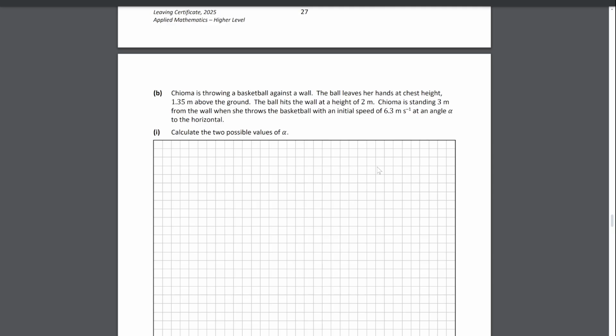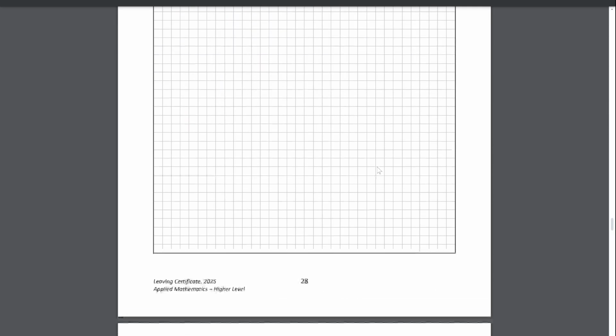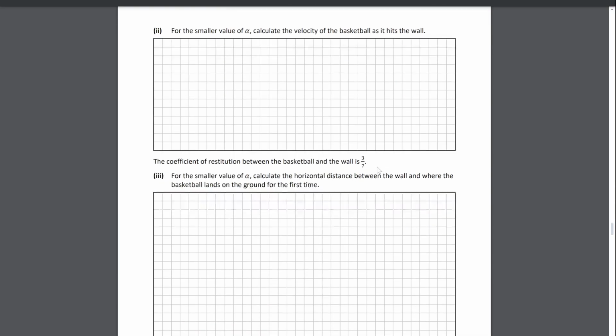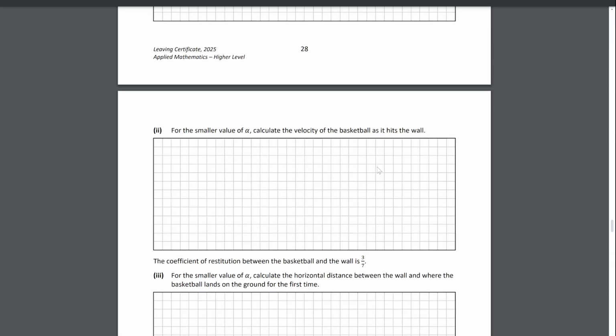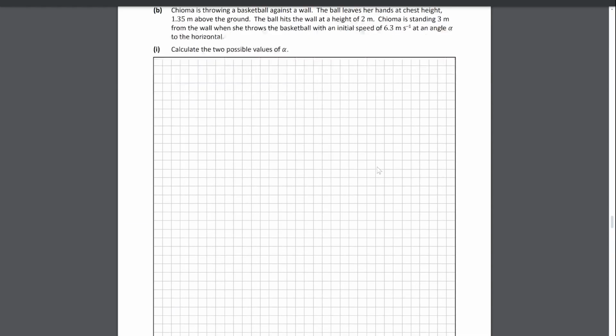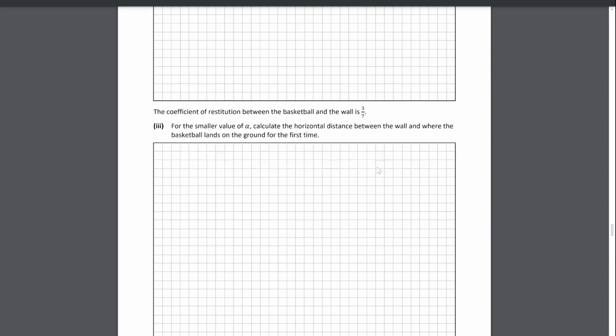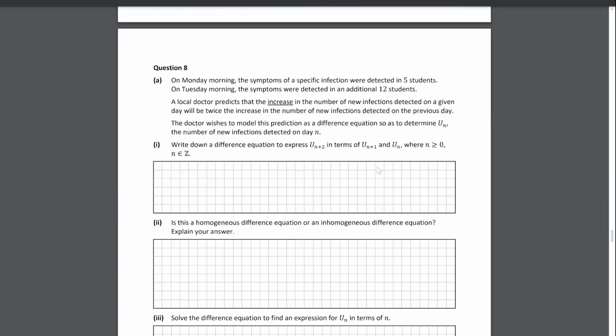And yeah, it's another projectiles one. It's pretty much a standard question involving projectiles and collisions, but it seems to be an area that I know a lot of students struggle with. So another very difficult question there.